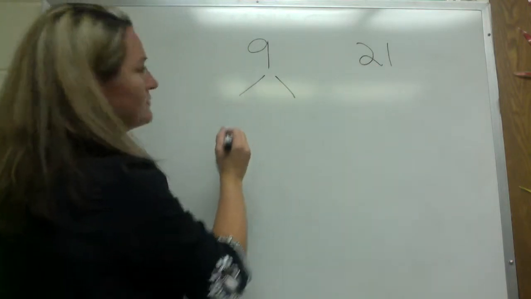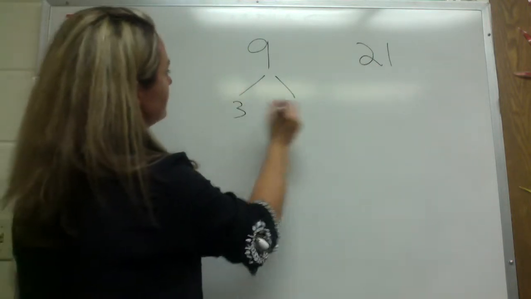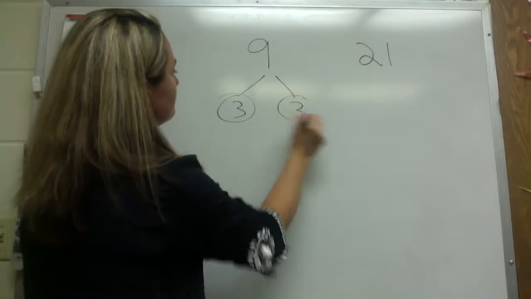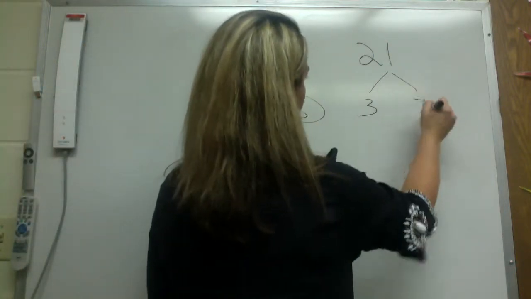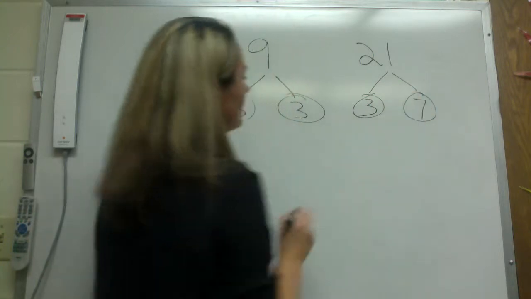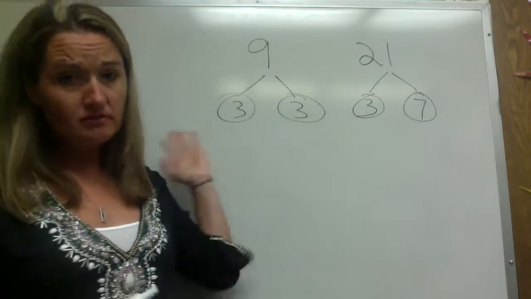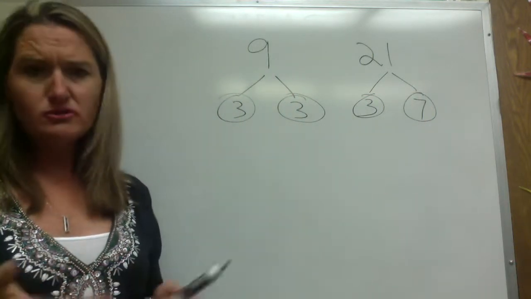Okay, so set up a factor tree for 9. Well, that's easy. 3, 3, prime, prime. 21, 3 and 7, prime and prime. Okay, so I did the factor trees. Pretty straightforward. Okay, so now what?